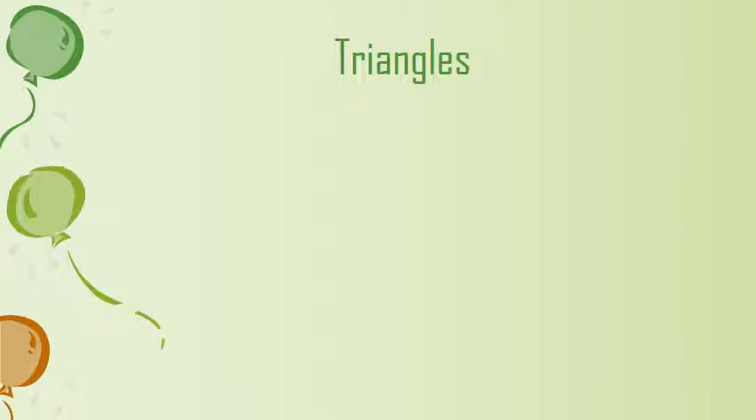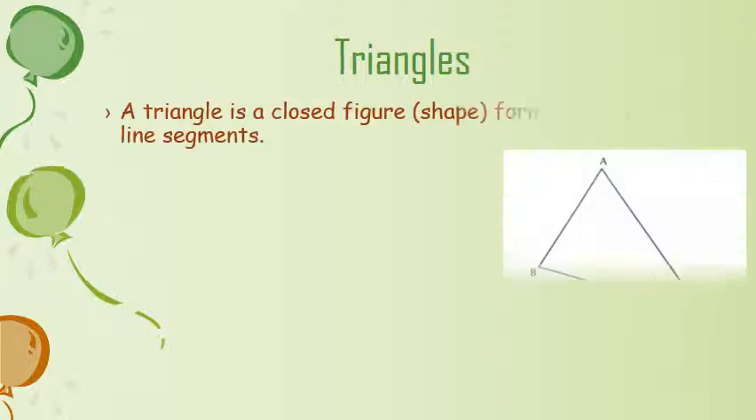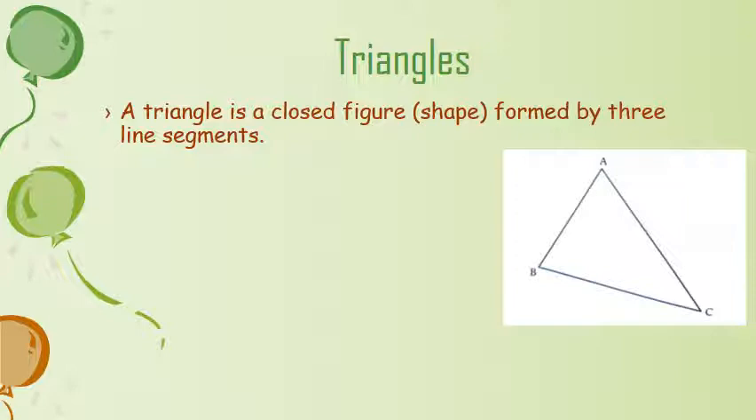Children, in this video lesson, we will learn about triangle. So, what is a triangle? Let us see. A triangle is a closed figure formed by three line segments. So, children, can you see the picture? Yes, it is a picture of a triangle. And see, it is a closed figure and it is formed by three line segments.